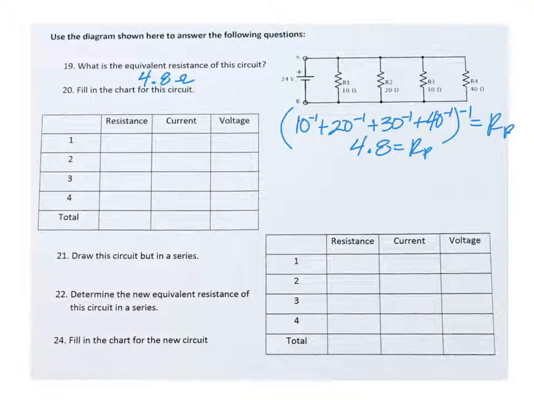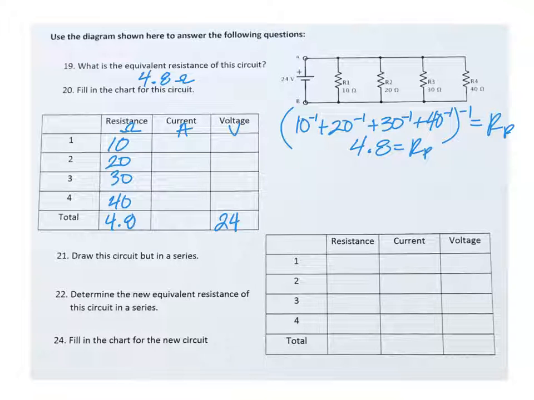Right? Easy enough. So next up, we're going to fill in this chart. So you can go ahead and fill in the resistance since I didn't do that for you. So 10, 20, 30, 40, and then your equivalent resistance you just found, 4.8, and all your resistances are in ohms, your current is in amps, and your voltage is in volts. And it also gives you your total voltage for your circuit of 24 volts in the diagram.